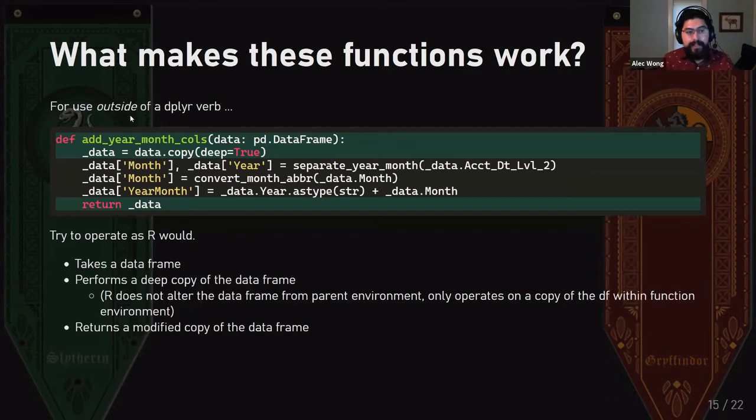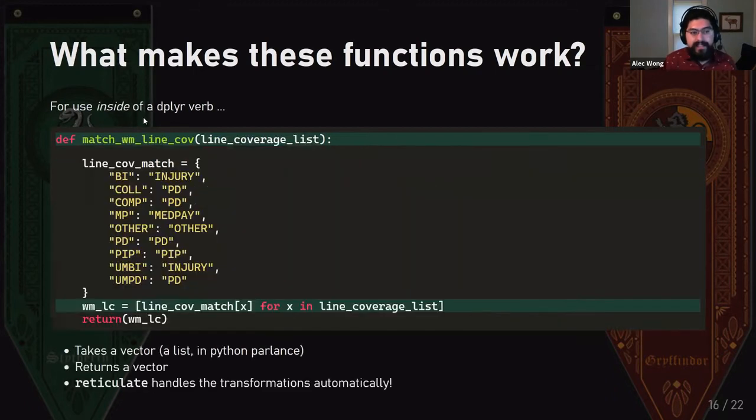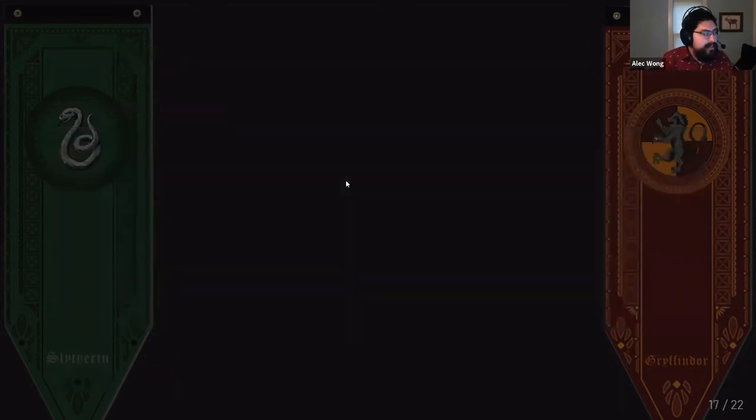And that's for use outside of a dplyr verb. For use inside of a dplyr verb like mutate, generally what we just want to do is take a vector or a list in Python, and then return a list. So this is nothing more than a lookup. It's nothing complicated, but it takes a list and it returns a vector. That's it. And reticulate handles all of the transformations for us.